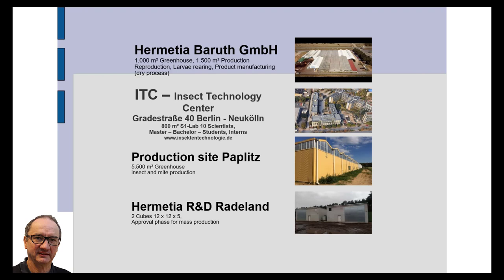We have four locations in Barut, as the name says. It's a small city located 60 kilometers south of Berlin. There we have greenhouses and production. The total space there is a 3,500 square meter greenhouse. 1,000 square meters of this greenhouse we use for reproduction and neonate rearing, and we have 1,500 square meters of production where we do the mass rearing and the processing. We have an insect technology center, a scientific center with one lab directly in Berlin with 10 scientists. We have master's and bachelor students, interns, and we actually sponsor a PhD thesis at the University of Gießen.